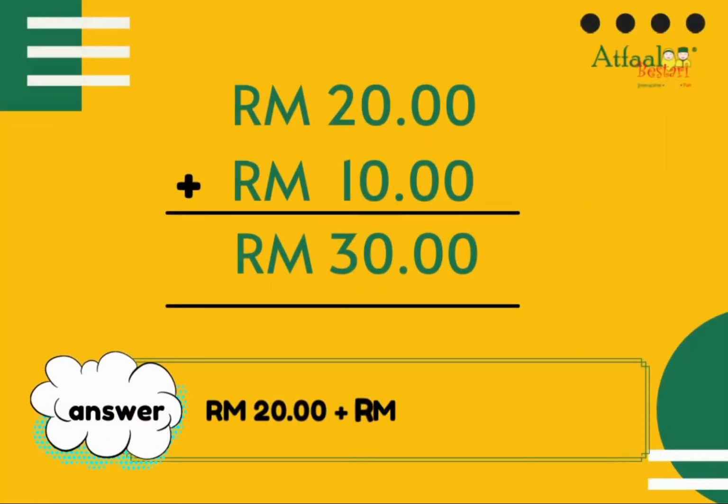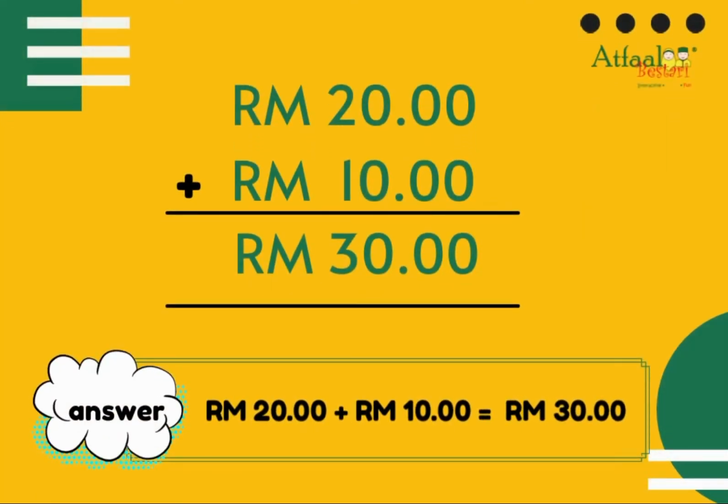Write down 20 ringgit plus 10 ringgit. Then start from your right side. 0 plus 0 equal 0. Then 0 plus 0 equal 0. On ringgit side, 0 plus 0 equal 0. Then 2 plus 1 equal 3. So the answer is 30 ringgit.